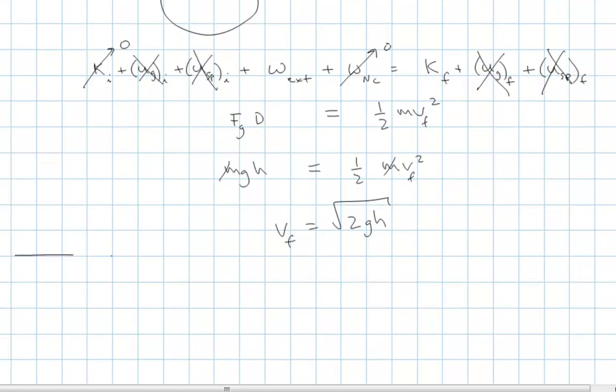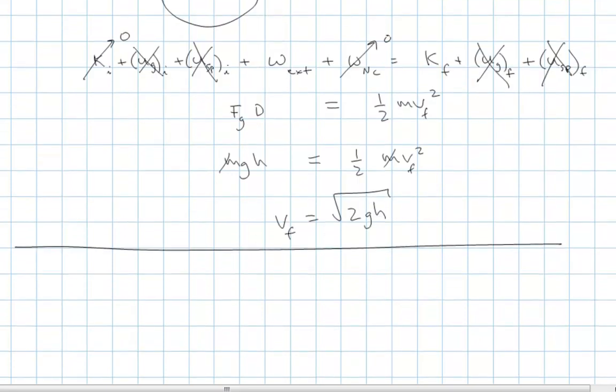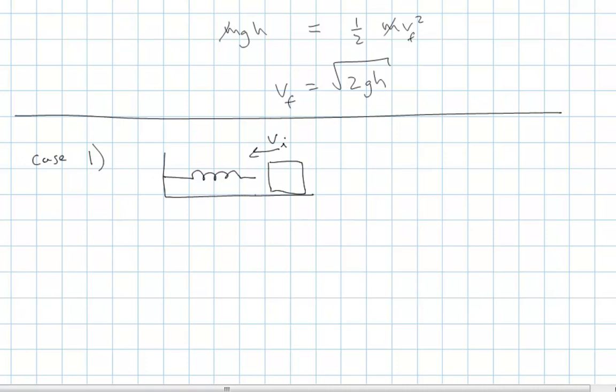Let me do another example, this time with a spring. So we have a spring sitting here. The box has some initial velocity, and we want to know how far does the spring compress before the block comes to rest.